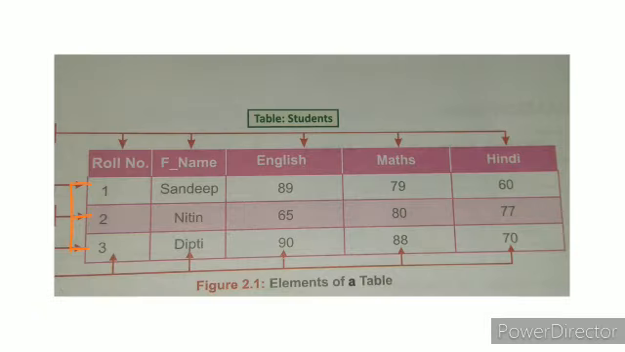Next one is the records. The rows in a table are called records. A record contains the values for all the fields that belong to a single person. Here, records means what, children? Rows. In the rows what will be? One particular student's details will be. That only, right?